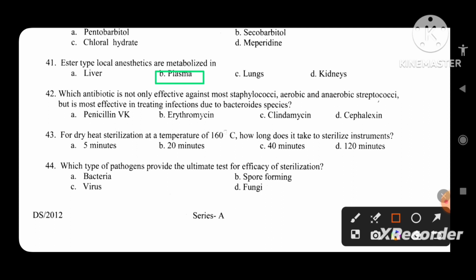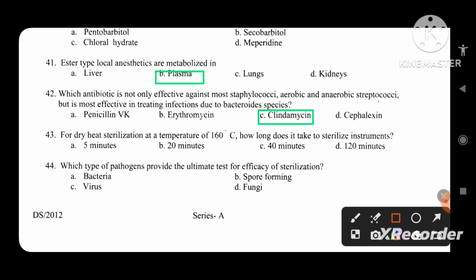Which antibiotic is not only effective against most staphylococci, aerobic and anaerobic streptococci, but it is most effective in treating infection due to bacteroides species? Options are penicillin VK, erythromycin, clindamycin or cephalexin. And the correct answer is clindamycin. Clindamycin antibiotic is not only effective against most staphylococci, aerobic and anaerobic streptococci, but it is most effective in treating infection due to bacteroides species.